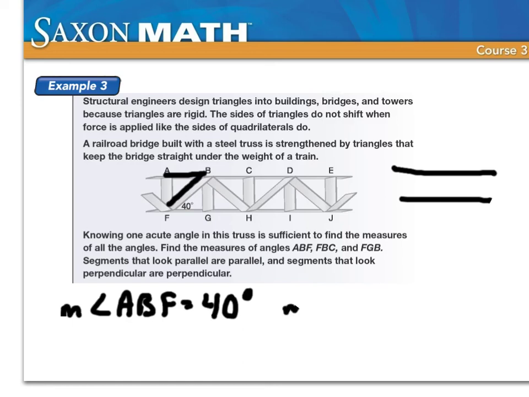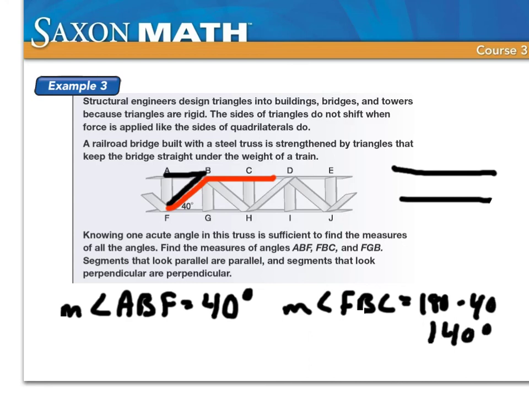Then we need to find the measure of angle FBC. And FBC is this one right here. Well, we just found out this one is 40 degrees, and angle ABF and FBC are adjacent. They're right next to each other, this one and that one. So they have to add up to 180. So that's going to be 180 degrees minus 40 degrees, which is 140 degrees for that one, because they're adjacent angles, right next to each other.